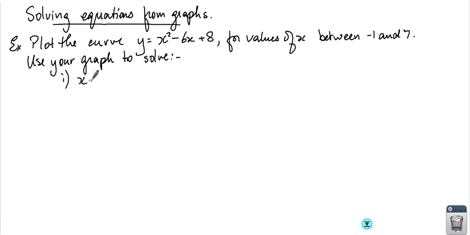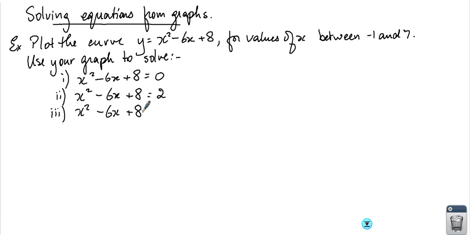Number 1, x squared minus 6x plus 8 is equal to 0. Number 2, x squared minus 6x plus 8 is equal to 2. Number 3, x squared minus 6x plus 8 is equal to minus 2. Number 4, x squared minus 5x plus 6 is equal to 0. So those are our equations which we need to solve.